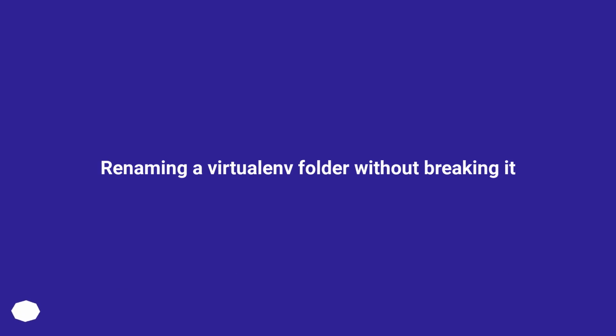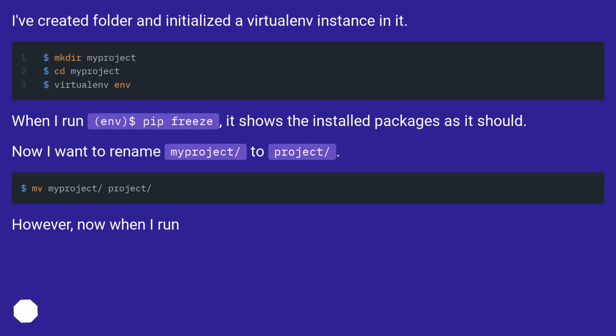Renaming the virtualenv folder without breaking it. I've created a folder and initialized a virtualenv instance in it. When I run $pip freeze, it shows the installed packages as it should. Now I want to rename my project/ to project/.